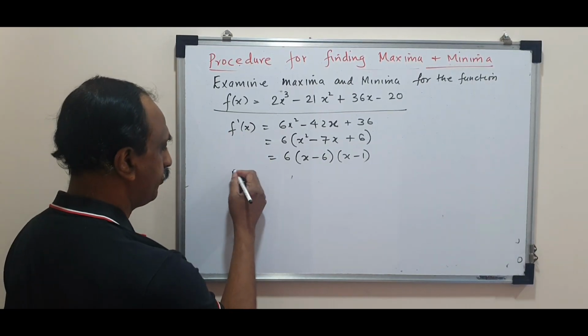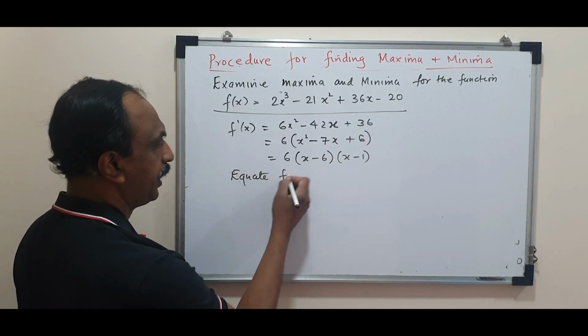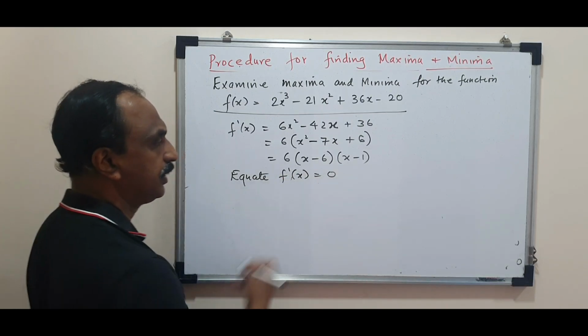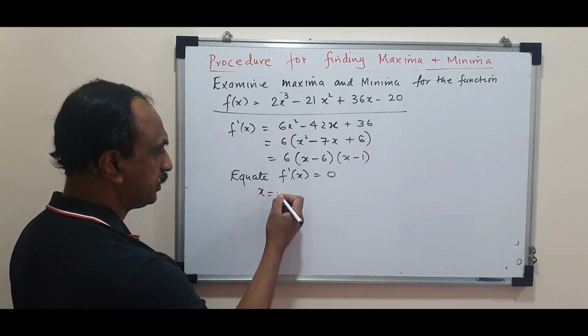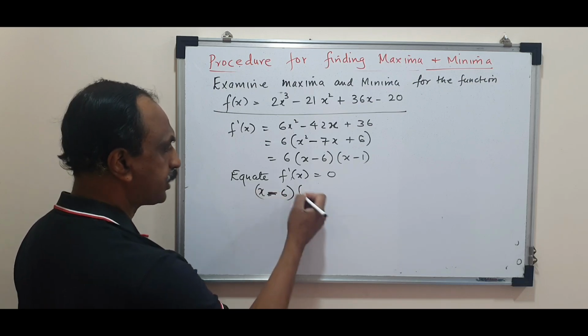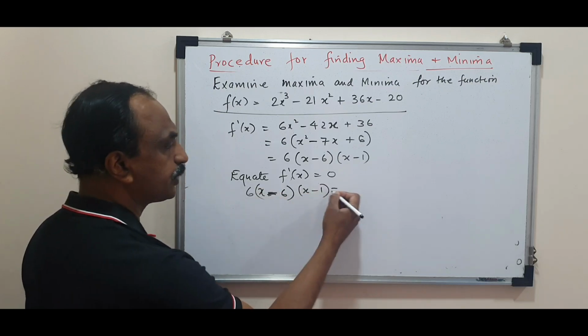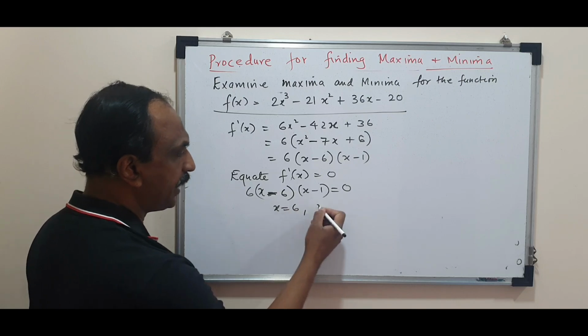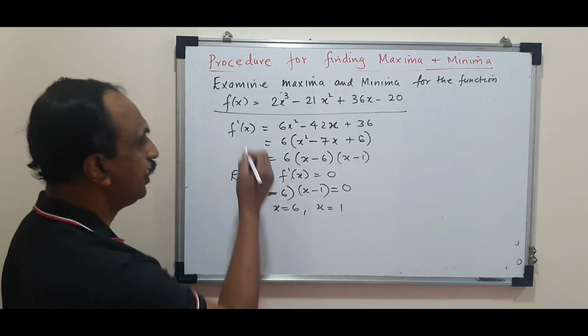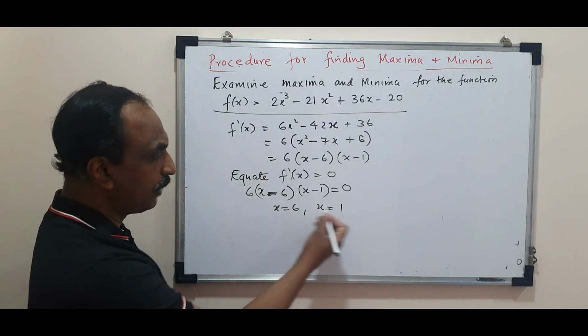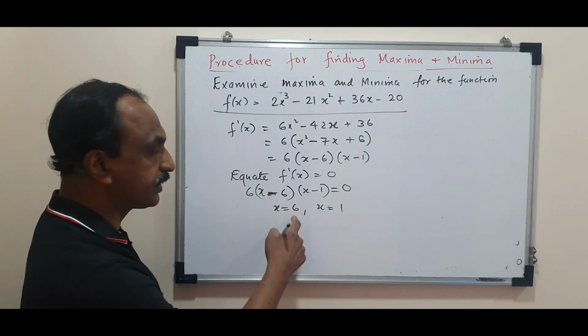So equate f dash x to 0. x minus 6 into x minus 1 is equal to 0. So x equal to 6 and x equal to 1. So f of x has either local maximum or local minima at 1 and 6.